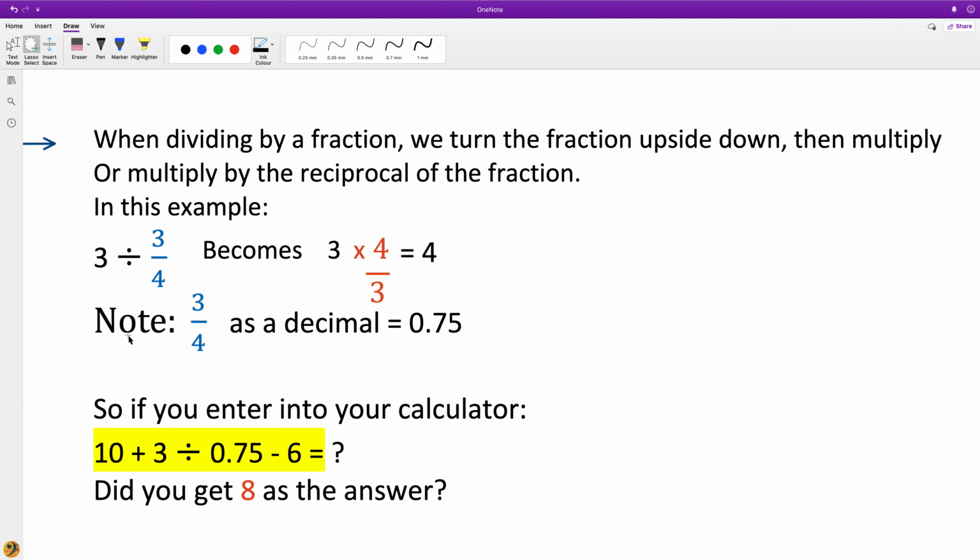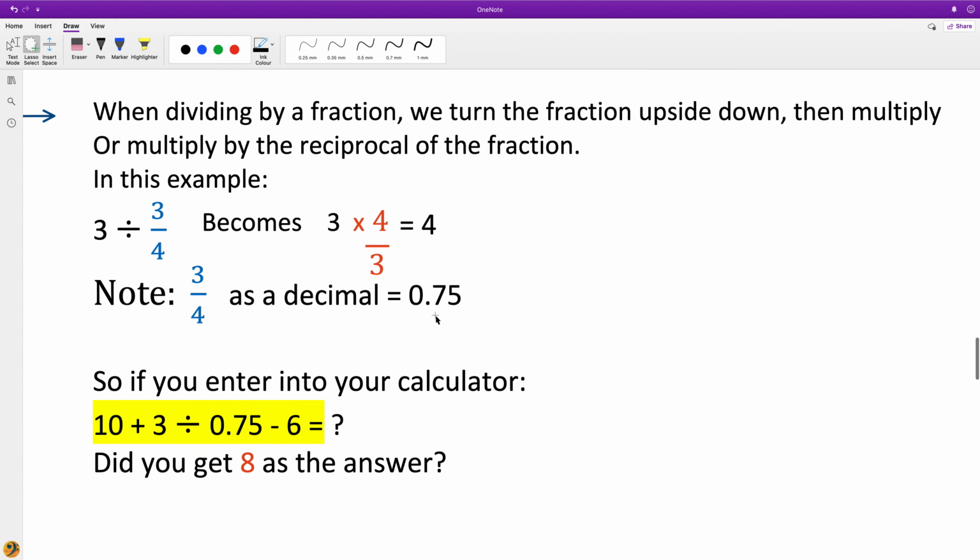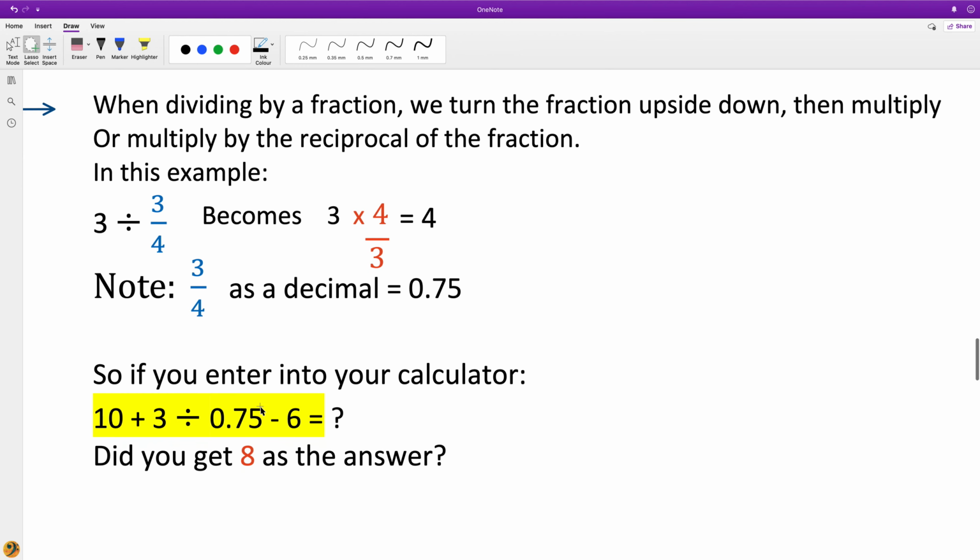Alrighty, and just something else to note as well, 3/4 as a decimal is 0.75, and that's pretty straightforward as well. All you basically do to work that out is you put in your calculator 3, you press divided by, and then you press 4 and you press equals. So 3 divided by 4 as a decimal is 0.75. And the reason I mention that is because if you wanted to confirm and verify your answer, or work this one out with your calculator, then you can just substitute your 3/4 fraction with this decimal number.